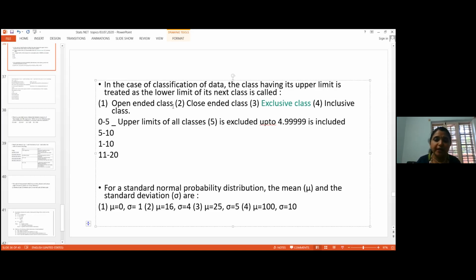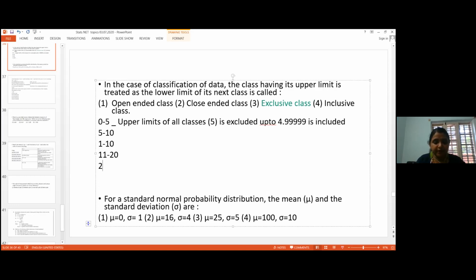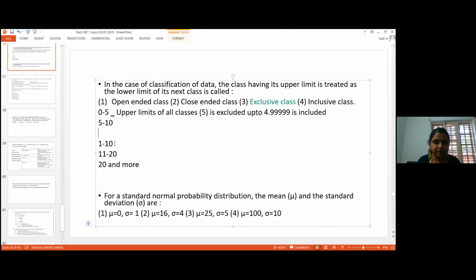Then what is open end class? Open end class, if I am writing 20 and more, this is called open end class. Let me not confuse you. Here, let me give a bifurcation. This is an example for inclusive type class. 1 to 10, 10 to 20 is an example for inclusive type class because 1 and 10 both are included in the class. 10 and 20 both are included in the class.